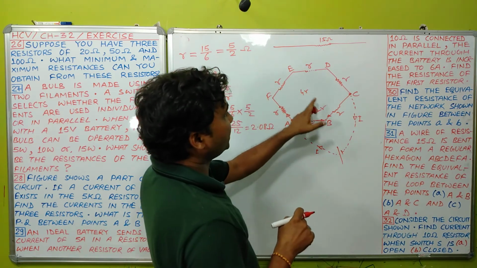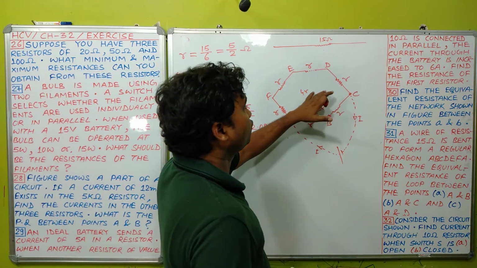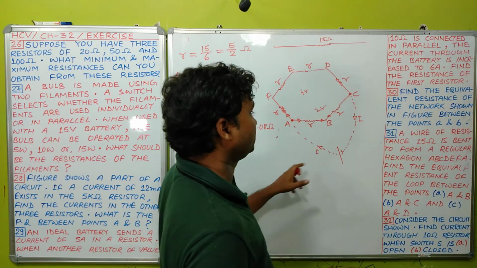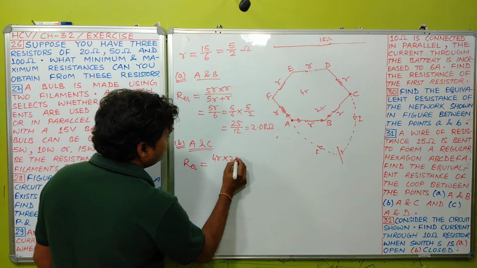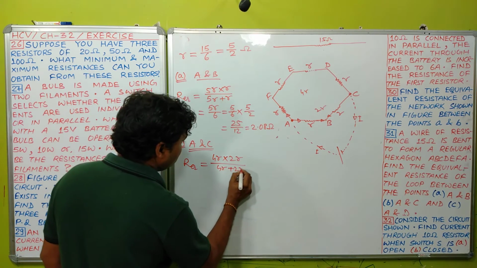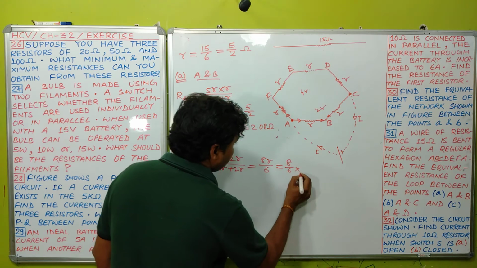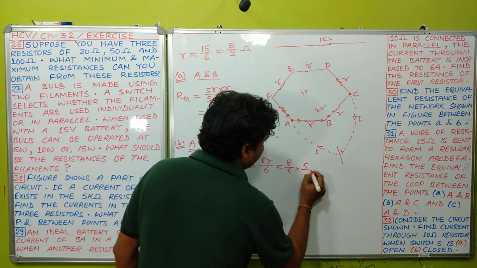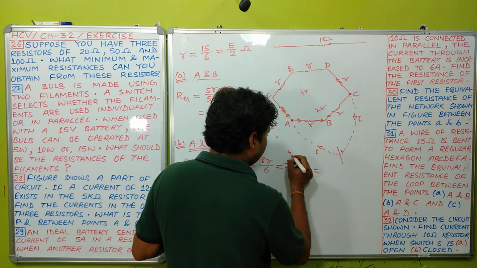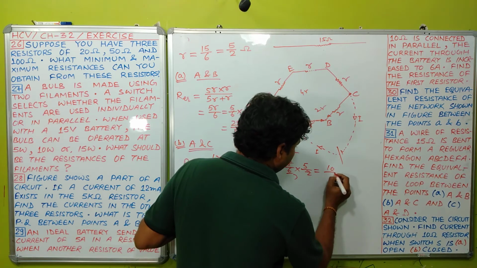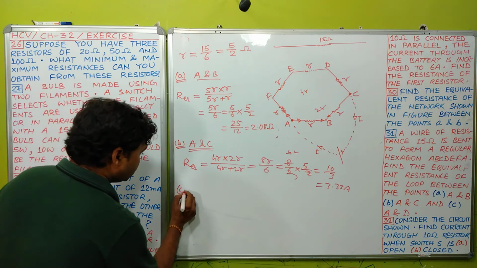So this 4R and 2R will be in parallel. So simply now find the equivalent of 4R and 2R when they are connected in parallel. In this case, equivalent resistance will be 4R into 2R divided by 4R plus 2R. This is 8R divided by 6. This is 8 by 6 into the value of R, 5 by 2. This is 10 by 3. This is 3.33 ampere.